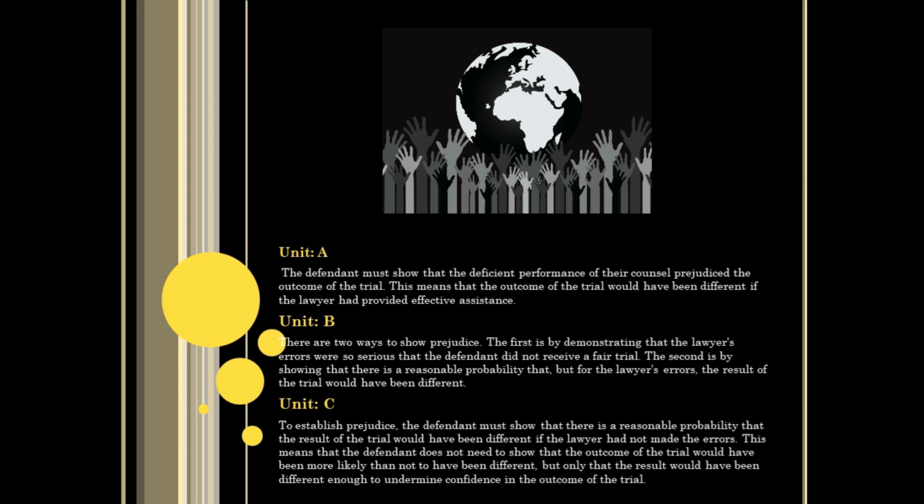Unit C. To establish prejudice, the defendant must show that there is a reasonable probability that the result of the trial would have been different if the lawyer had not made the errors. This means that the defendant does not need to show that the outcome of the trial would have been more likely than not to have been different, but only that the result would have been different enough to undermine confidence in the outcome of the trial.